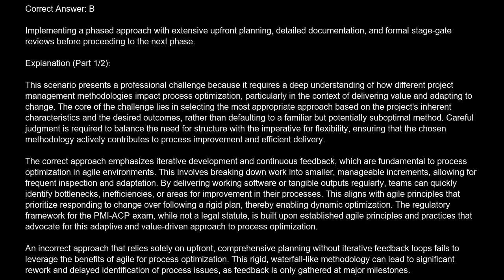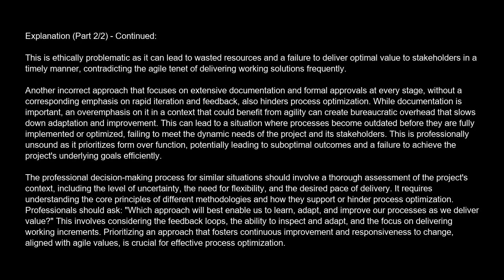An incorrect approach that relies solely on upfront, comprehensive planning without iterative feedback loops fails to leverage the benefits of Agile for process optimization. This rigid, waterfall-like methodology can lead to significant rework and delayed identification of process issues, as feedback is only gathered at major milestones. This is ethically problematic as it can lead to wasted resources and a failure to deliver optimal value to stakeholders in a timely manner, contradicting the Agile tenet of delivering working solutions frequently.